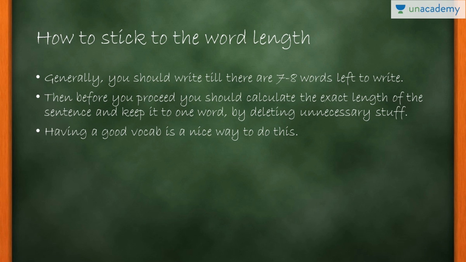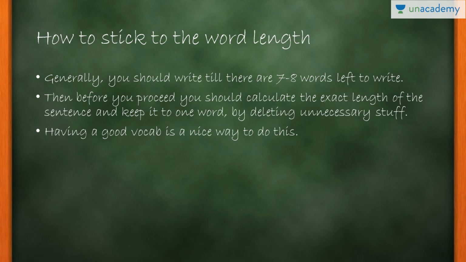Since 7 to 8 words are remaining, you know exactly the number of words left, and you know exactly the fact that you have to include. So you just make a sentence about that fact and keep deleting the extra words till it comes down to the required number of words. The best way to do this is to have a good vocabulary, because if you have a good vocab, then you have a very good word stock. Instead of writing something like, say, the person whom everybody looks up to and who is a standard of measure, you can simply write a figurine of rectitude.